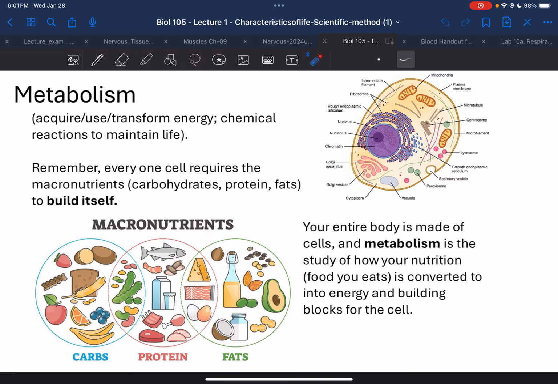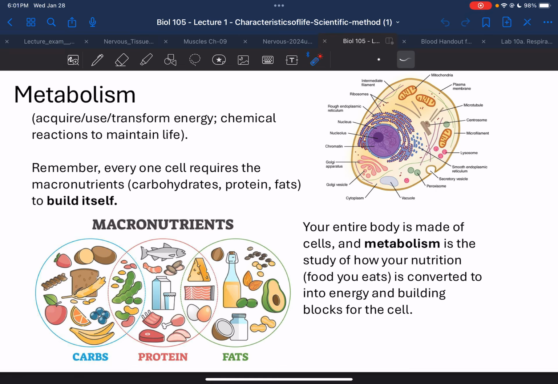All right. And so now my goal for all of you is next week when we start addressing what makes up a cell, we're going to have to first address what these foods really mean for the cell and where they go in the cell. And so where these carbs, proteins, and fats go, that's our goal for next week, is to find out how every one cell requires macronutrients to build itself.